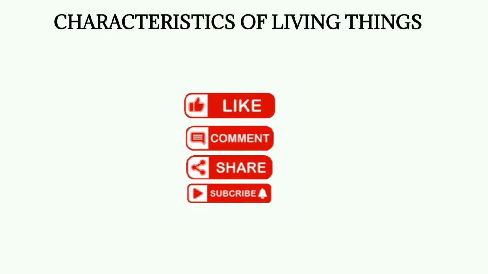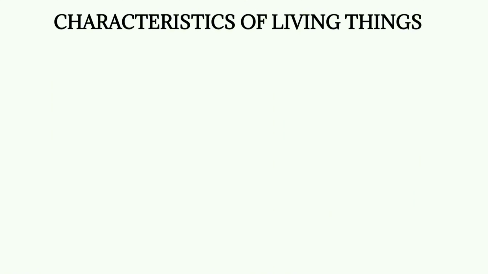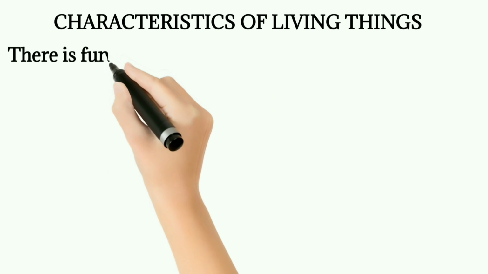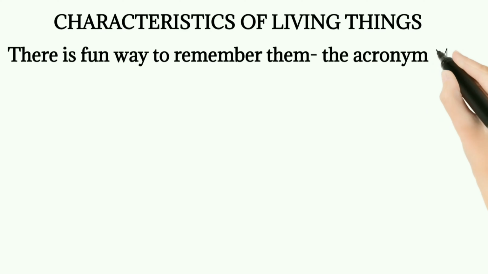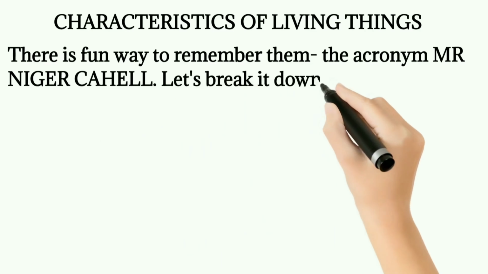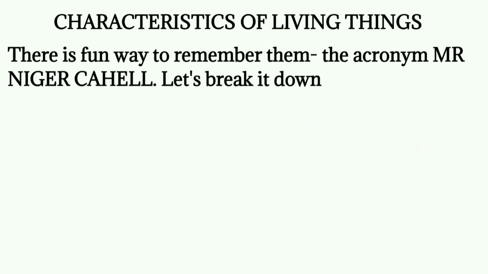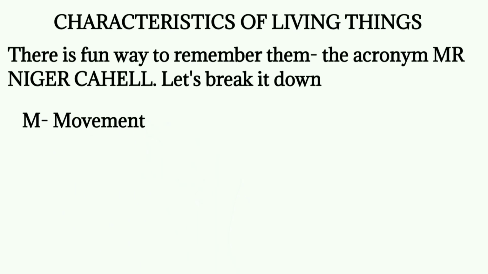Characteristics of living things. Biologists have features we use to identify if a thing is living or not. And we have a fun way, we have an acronym for them. Mr. NIGER CAHELL. So we are going to break it down and look at what it means. M for movement. Movement means change of position.